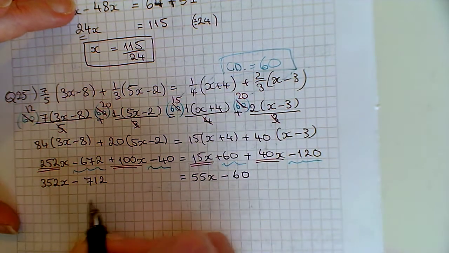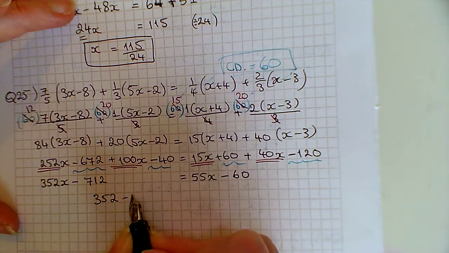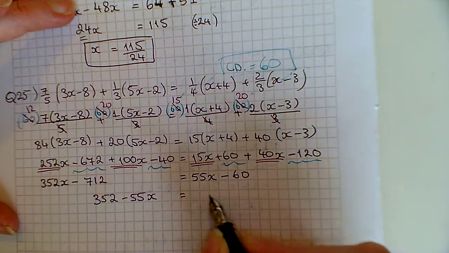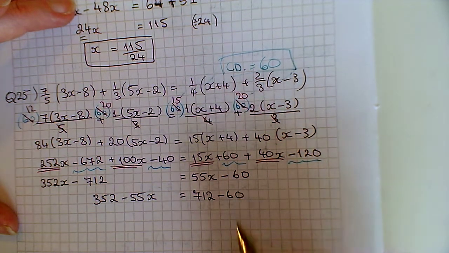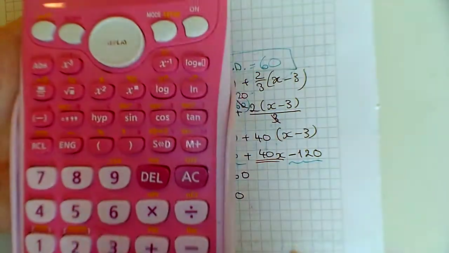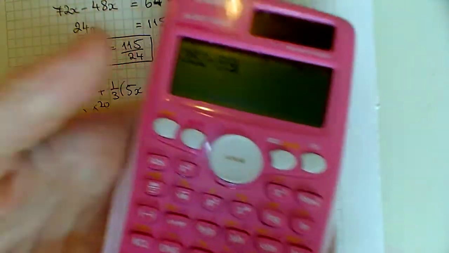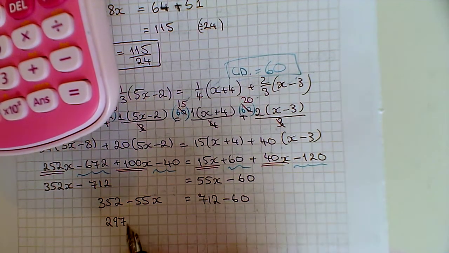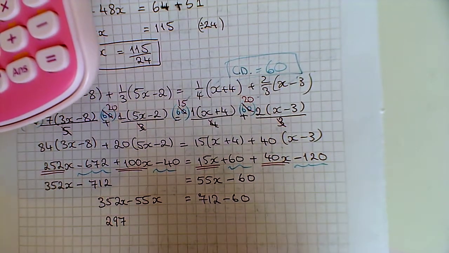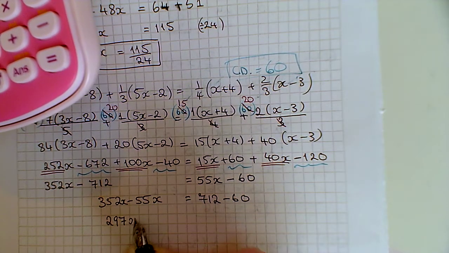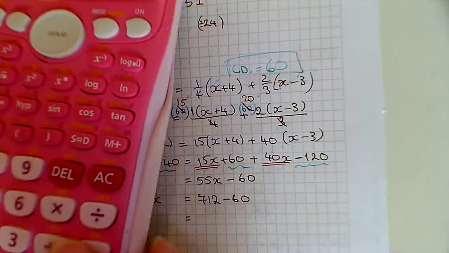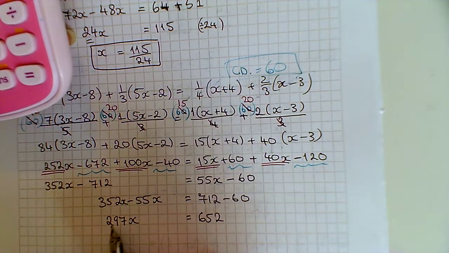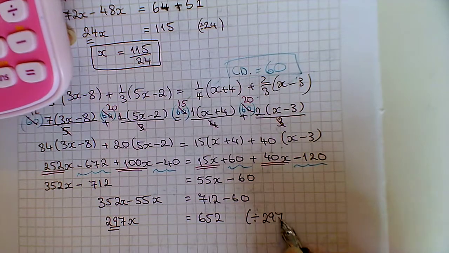And now I'll do letters left, numbers right. And when I change sides, I change signs. So the 55x comes over here, and the 712 comes over here. 352 minus 55 is 297. I'm dropping my x's now because I'm not being careful. So 297x equals 712 minus 60, 652. And then we divide across by the coefficient, 297.